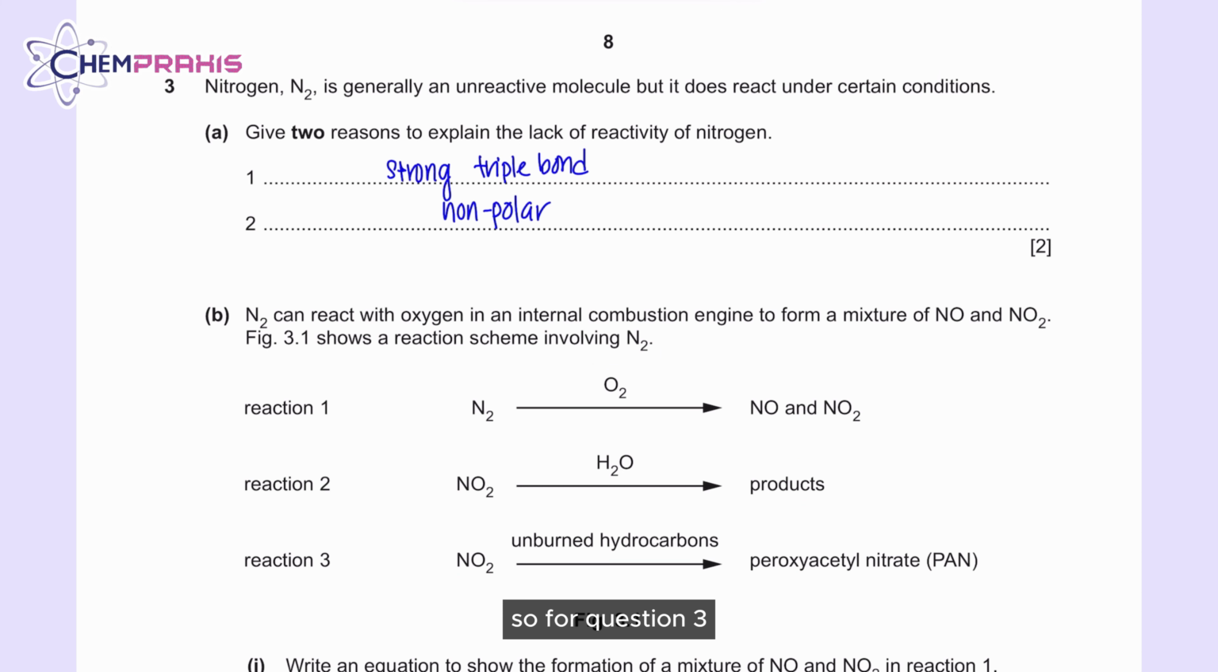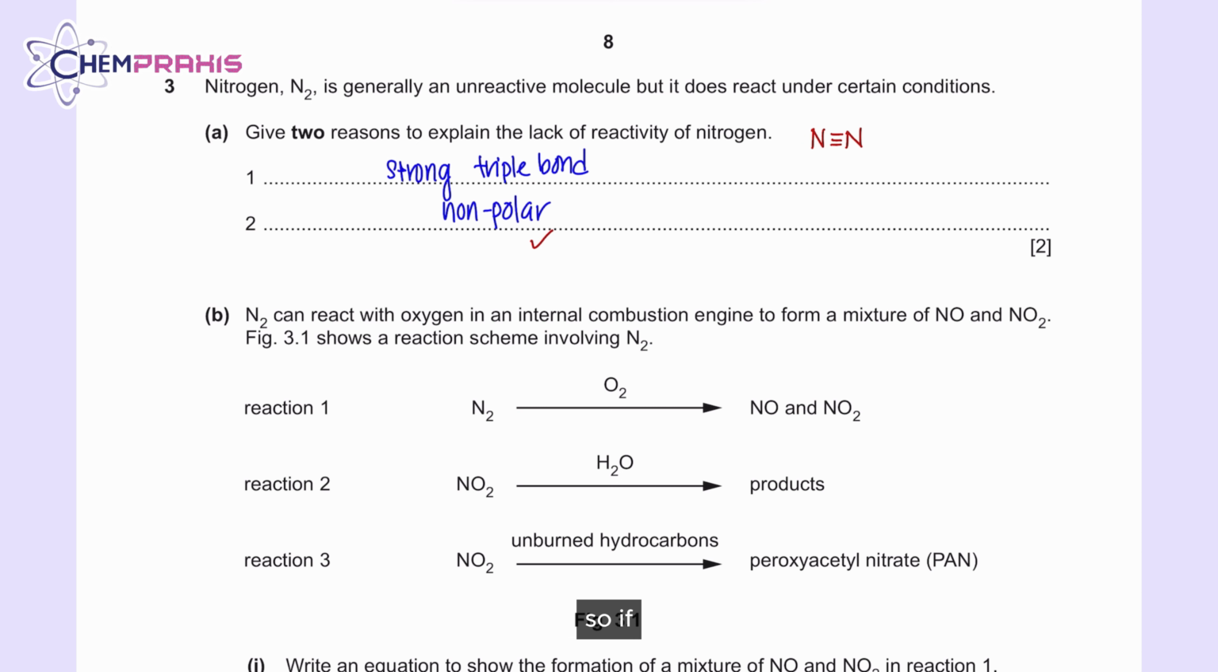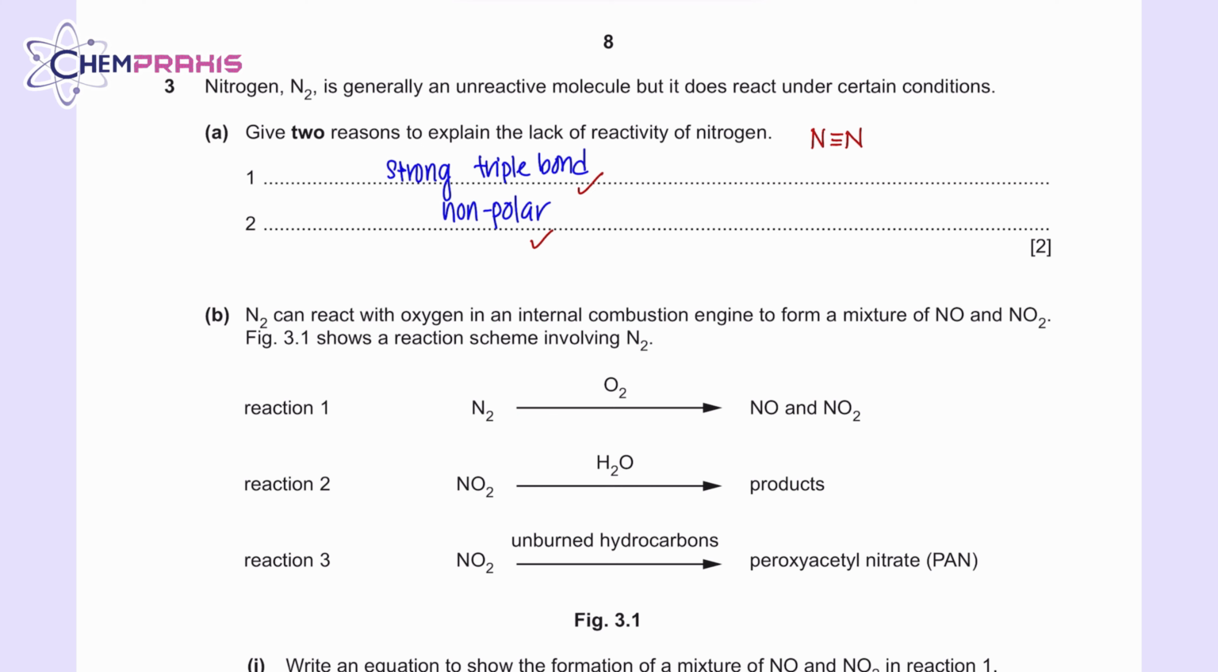For question 3, nitrogen is generally an unreactive molecule, but it does react under certain conditions. Give 2 reasons to explain the lack of reactivity of nitrogen. Usually nitrogen has a strong triple bond, which is very hard to break, and it is non-polar. So if any polar reagents try to approach nitrogen, there is no reaction.